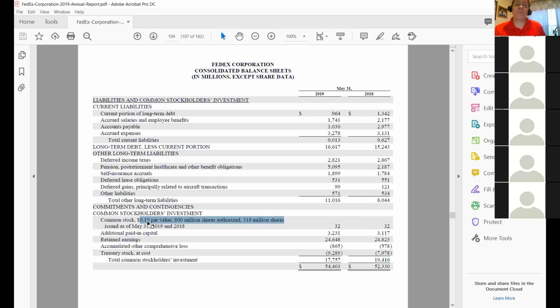And then that amount would be an increase to this and a decrease to retained earnings. Can you say that again?